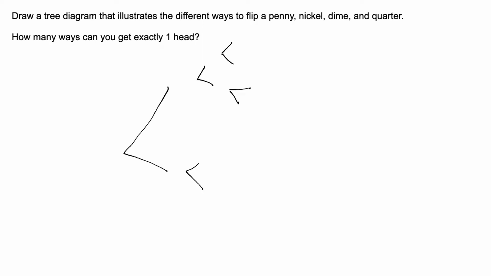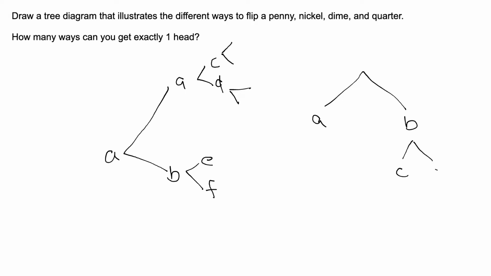So some tree diagrams are horizontal, like this one. And then some can be written vertical, like this one. It doesn't matter how you write it, vertical or horizontal. It just matters that you put the appropriate branches to the appropriate objects.